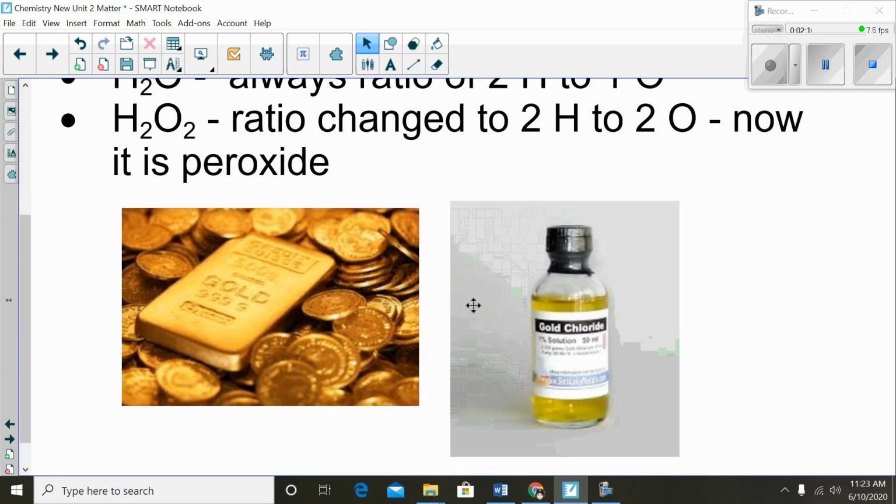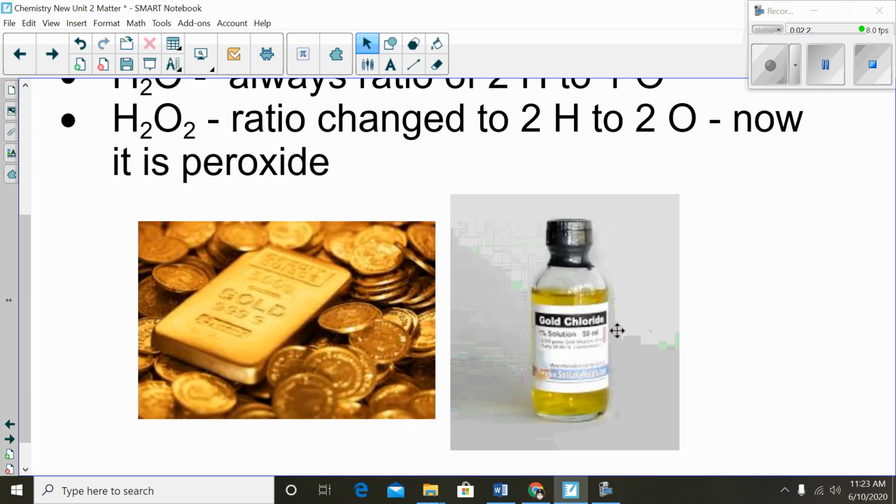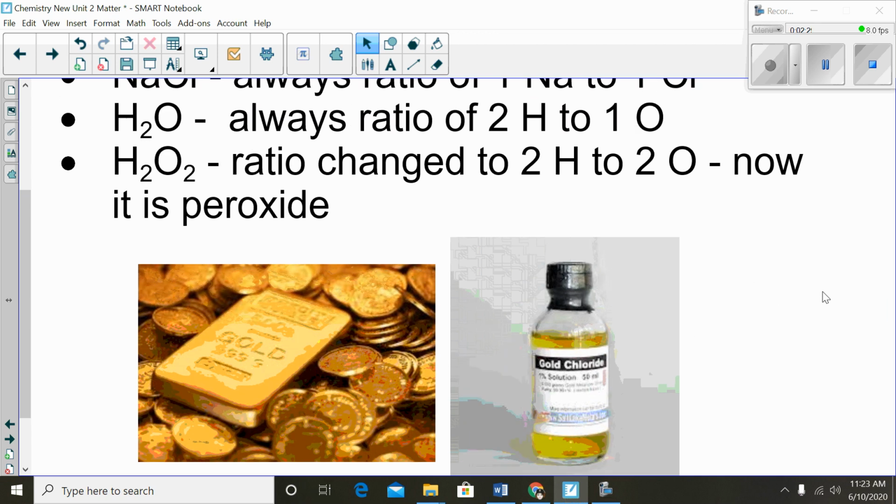And this is a nice little comparison here. So on the left we have the element gold, and on the right we have a compound that has gold in it, gold chloride. So you can see that there's two elements chemically combined, and they would have a set ratio.